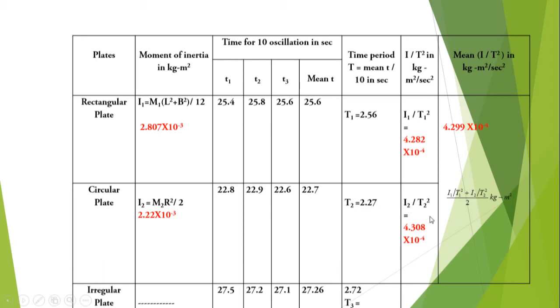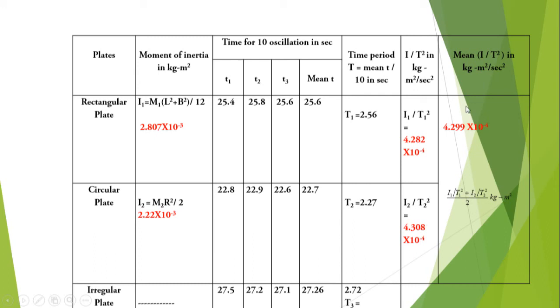Then I2 by T2 square. So this is I and this is T. You take I2 by T2 square and get a value of 4.308 into 10 raised to minus 4. Upon obtaining this value, you take the mean of the two values, that means add this value with this and divide by 2. This is the formula. We get an answer of 4.299 into 10 raised to minus 4. This is the mean I by T square for the rectangular plate and circular disc.